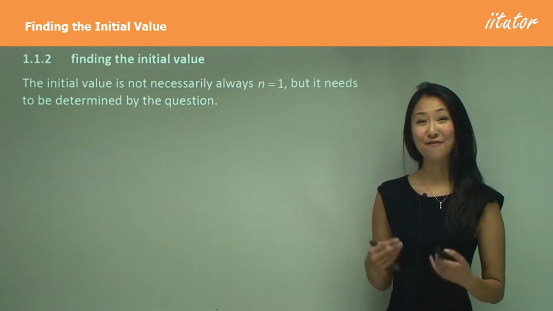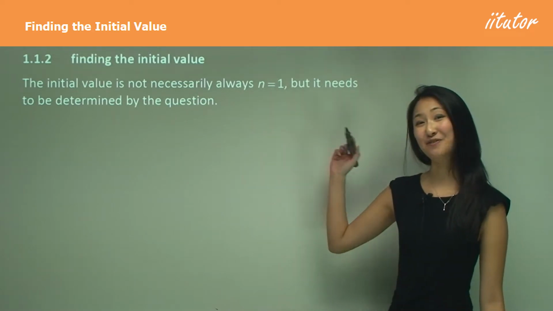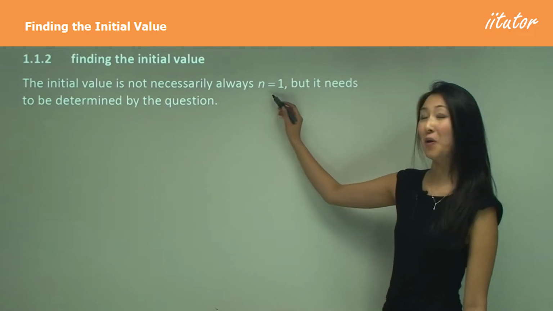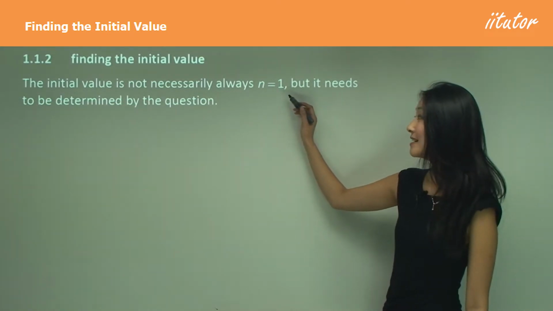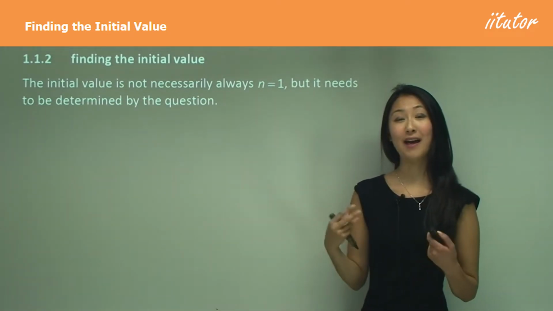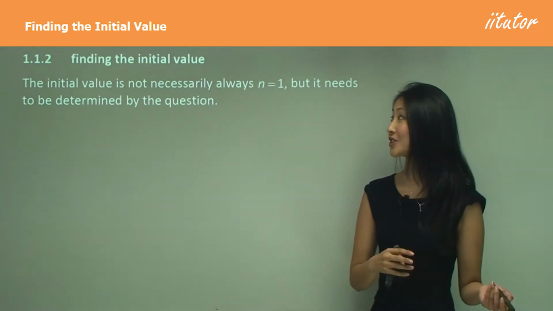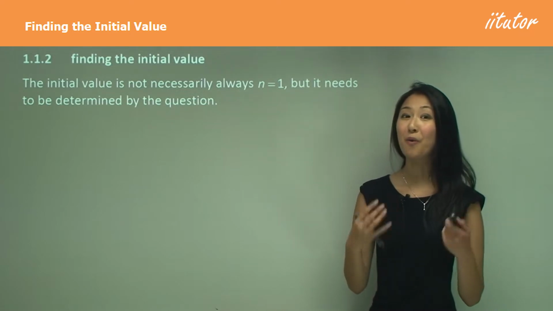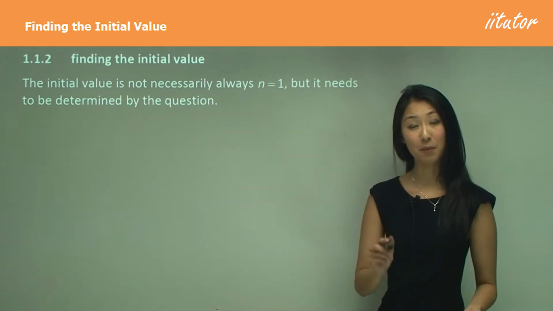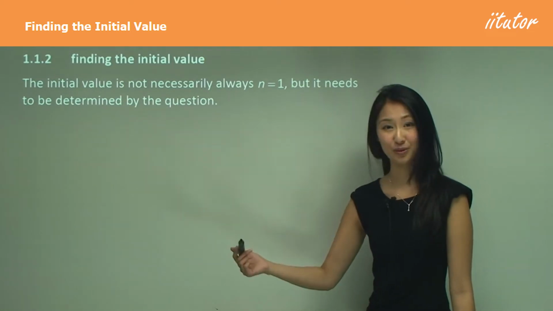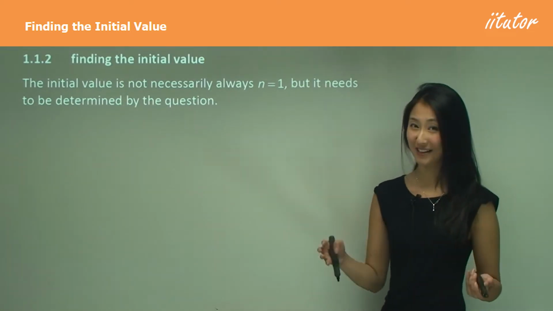Now we're going to explore further finding the initial value. So the initial value is not necessarily always n equals 1. Sometimes we need to determine it by the question. Now I alluded to this before in the previous question, where I said that I always wanted you to remember step 1 as finding the initial value and proving that's true, not that n equals 1 is true.